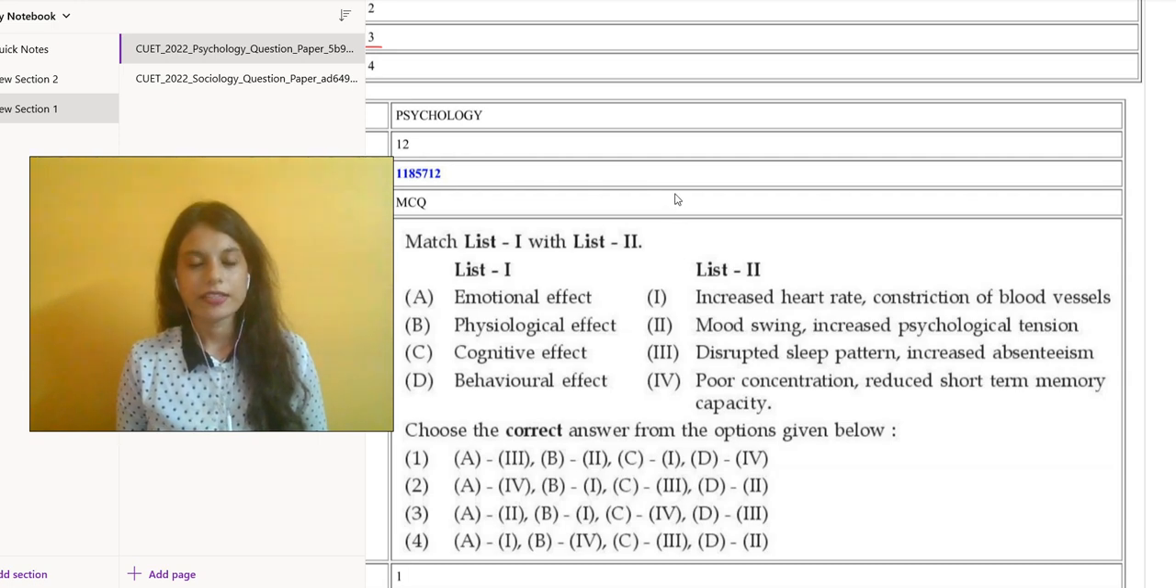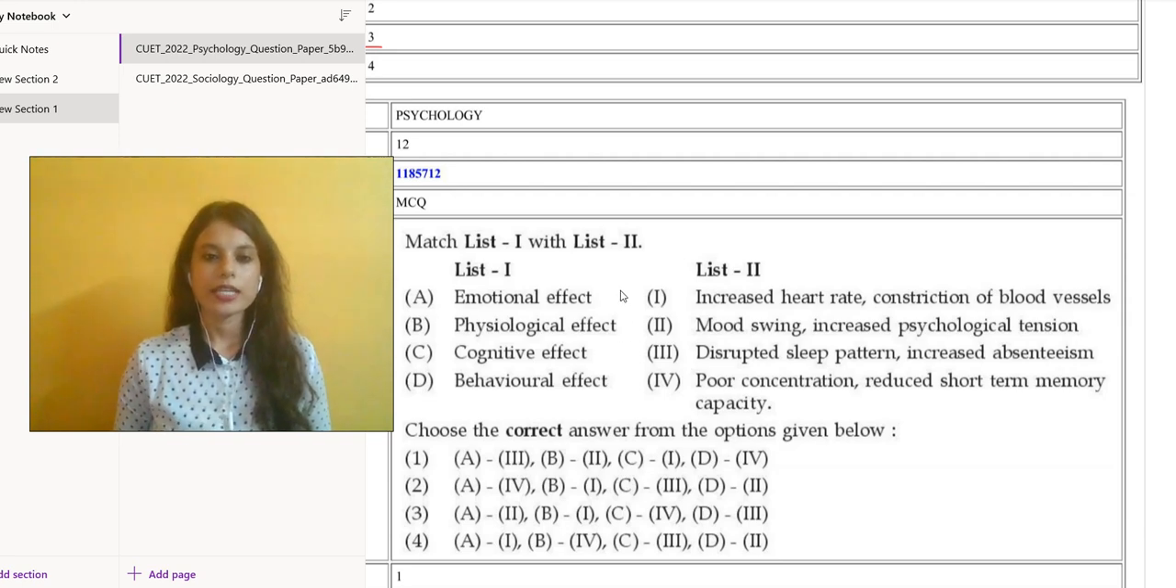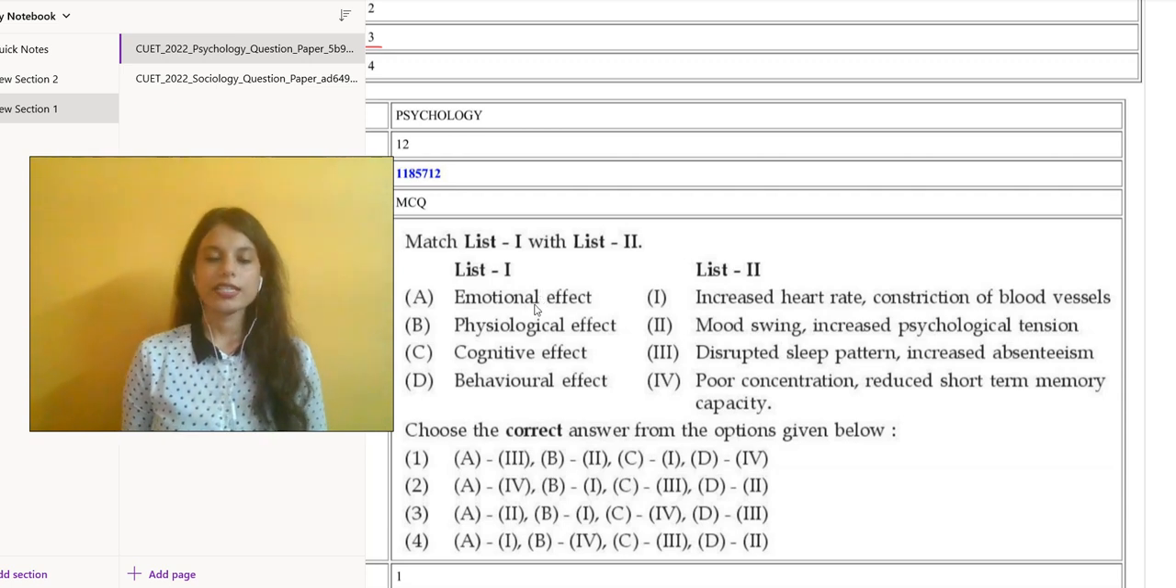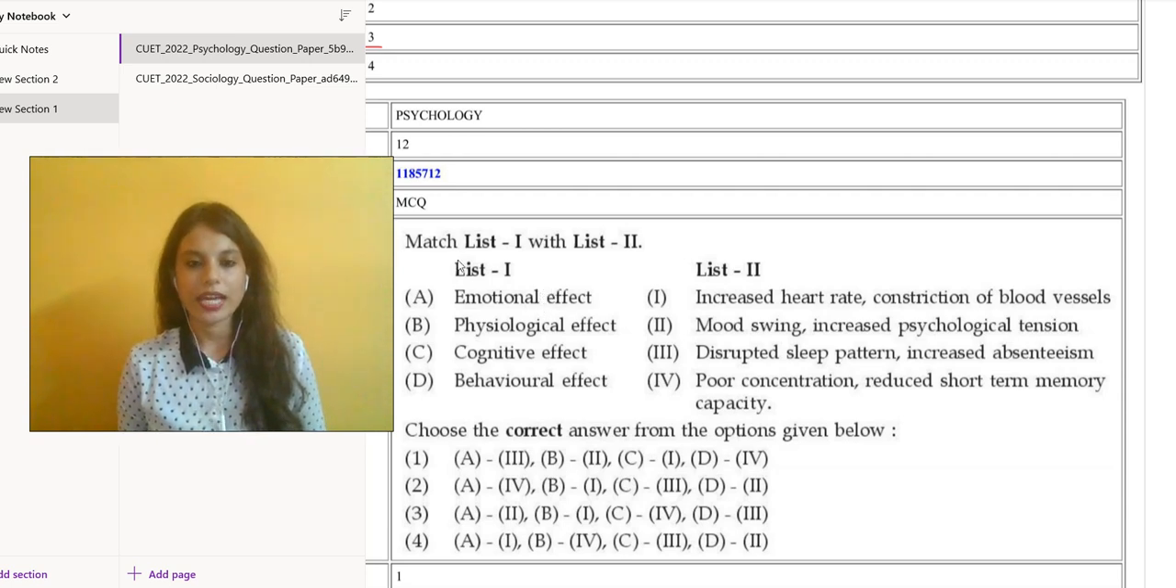Hi there everyone, this is Ashmita from Sourav Sir Classes, and over here we have the question paper of CUET Psychology, and here we are going to solve some questions. These are all multiple choice questions as you can expect in the CUET examinations.